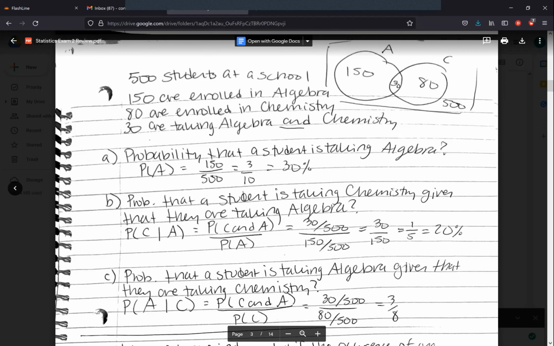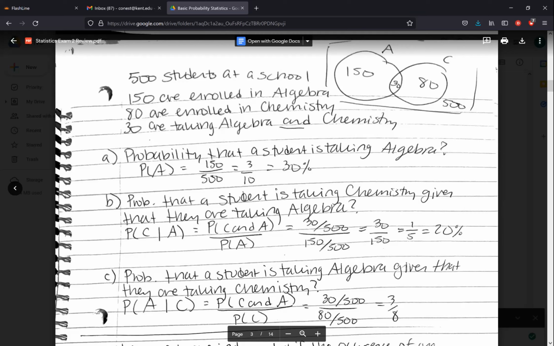Here's a more complicated example. So 500 students are at a school. 150 are enrolled in algebra, 80 are enrolled in chemistry, and 30 are enrolled in algebra and chemistry. And at the top right, you can see that I've drawn a picture that can be very helpful. So what is the probability that a student is taking algebra?